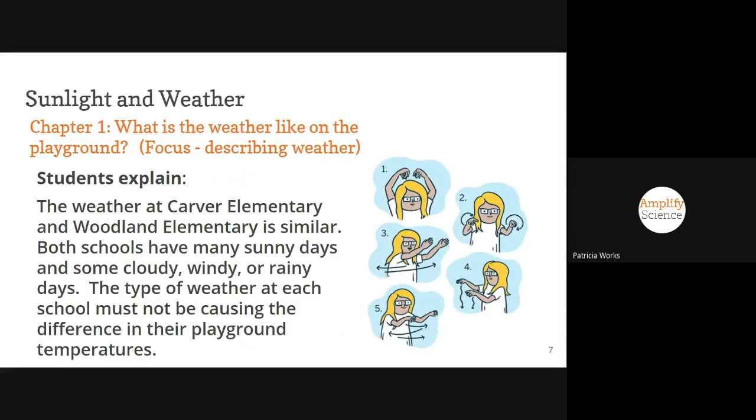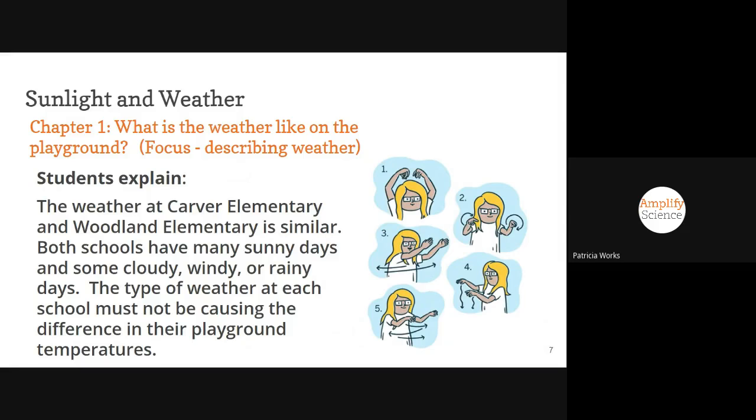In Chapter 1, students are introduced to the phenomenon and work to answer the question, what's the weather like on the playgrounds? They learn to describe different kinds of weather in this chapter. They figure this out by observing and recording weather at their own school and participating in a movement routine to show weather types. They read a book that helps them describe temperature and use thermometers to take measurements. Then they construct weather graphs to analyze weather data from each school.